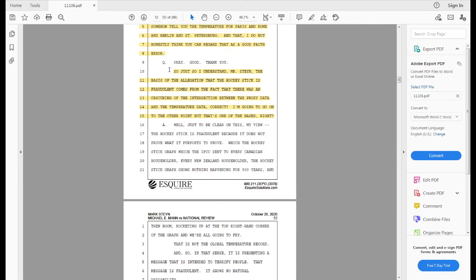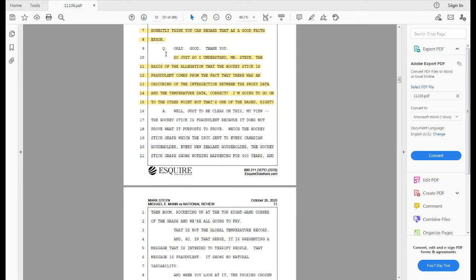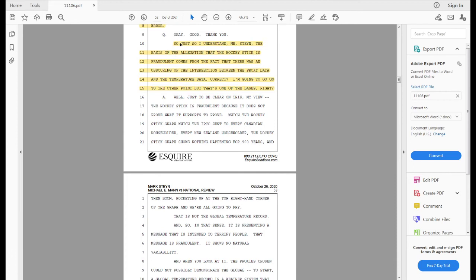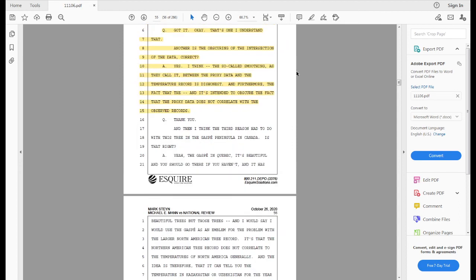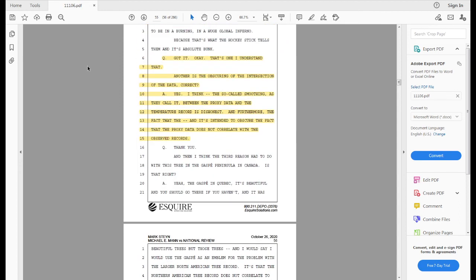And get back to what we were talking about before, with the lawyer asking, so just so I understand, Mr. Steyn, the basis for the allegation that the hockey stick is fraudulent comes from the fact that there was an obscuring of the intersection between the proxy data and the temperature data, correct? I'm going to go on to the other point, but that's one of the bases, right? Steyn talks about some other things, and then the lawyer tries to get back on topic. Got it. Okay, that's one, I understand that. Another is the obscuring of the intersecting of the data, correct?